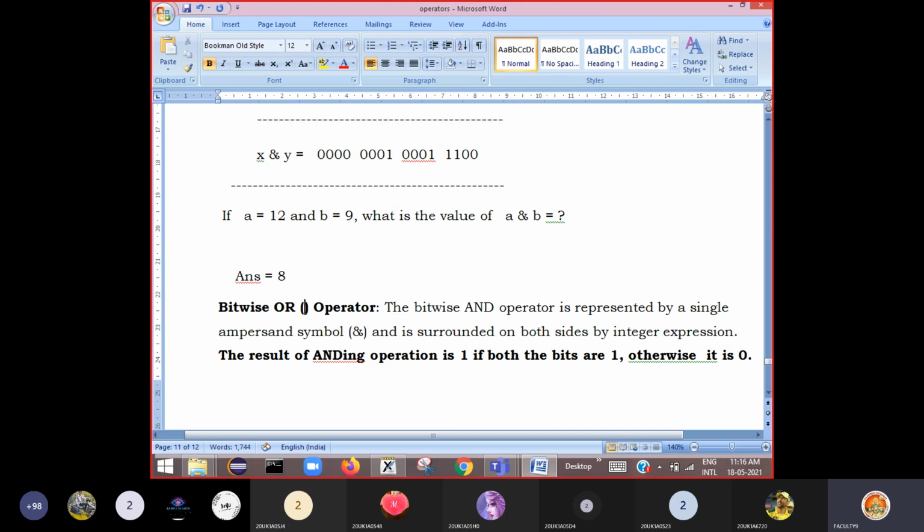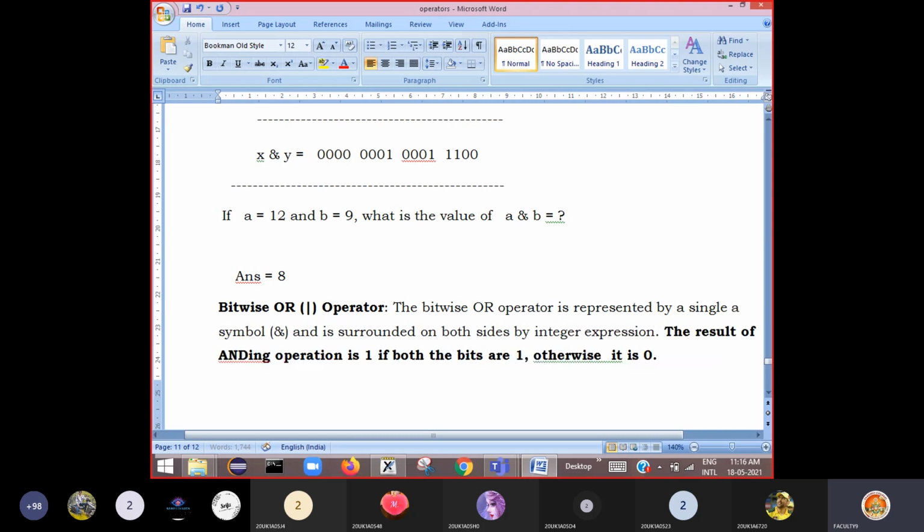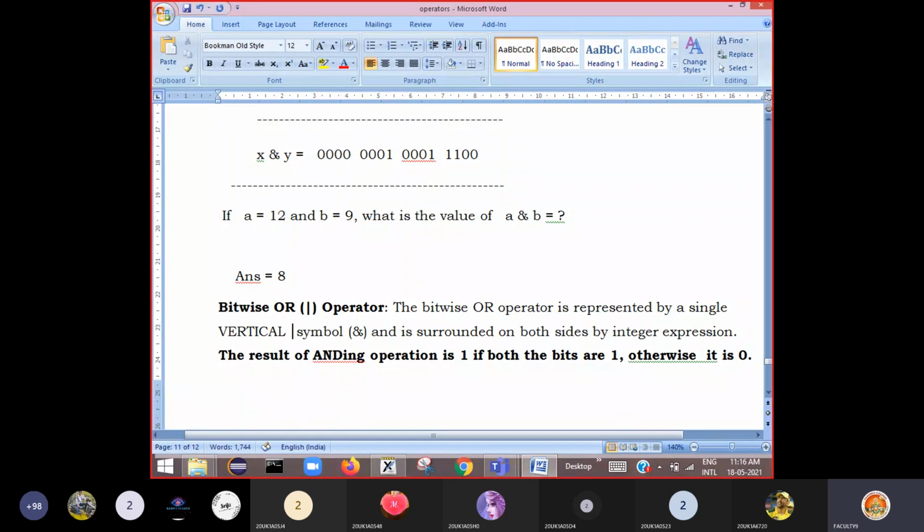This bitwise OR operator is represented by a single vertical bar. We call it the vertical bar symbol. It is surrounded on both sides by integer expressions. So here, bitwise OR follows the OR truth table.